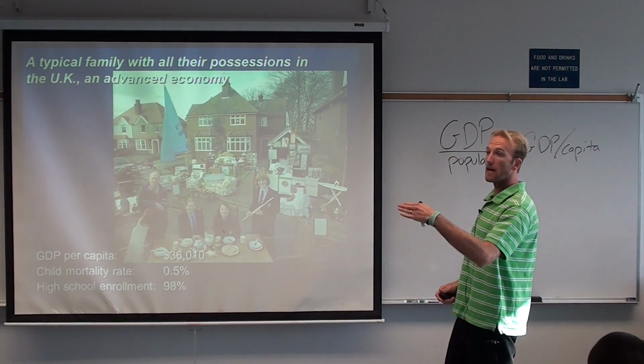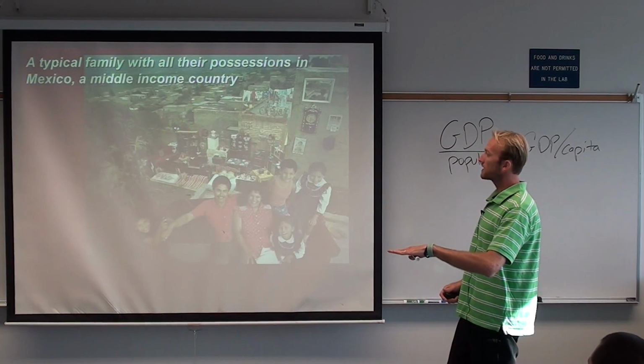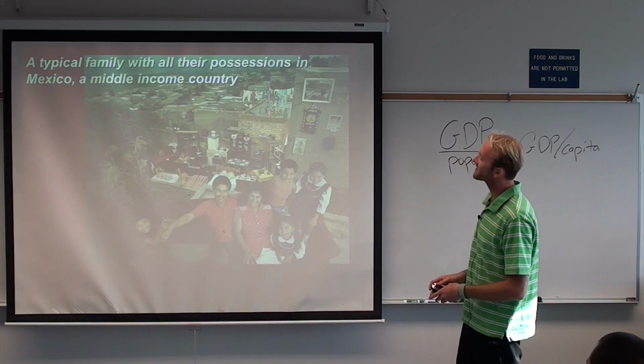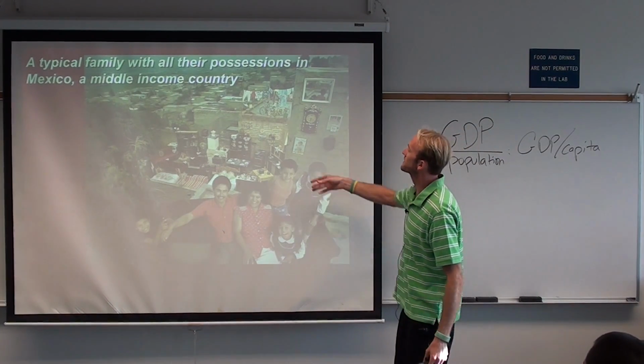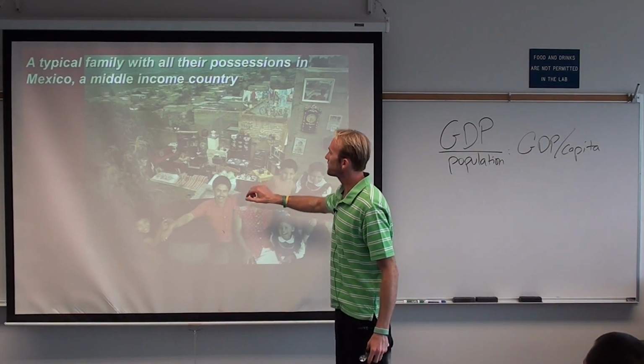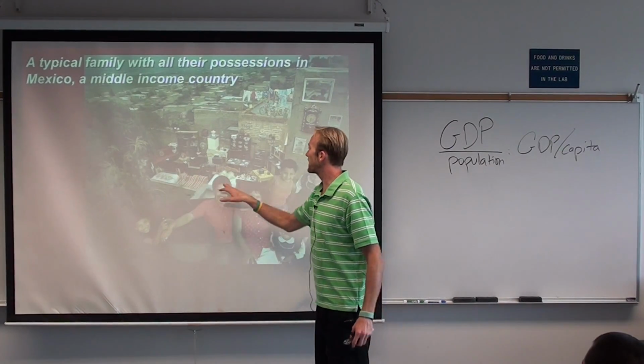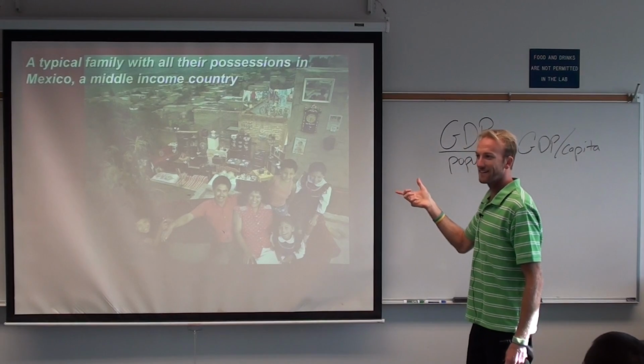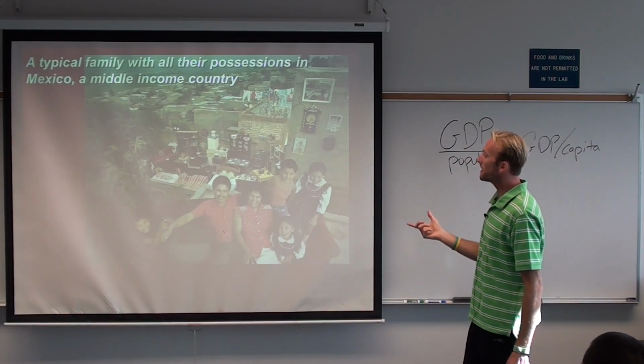Now let's look at a middle income family. Let's look at a family in Mexico. So this is all their stuff, and this is kind of cool too. Look, they have plenty of stuff. They have some bicycles over here. They have some beds, right? They have a lot less stuff. They sure don't have a sailboat like the people in the United Kingdom have, right? But they still have plenty.